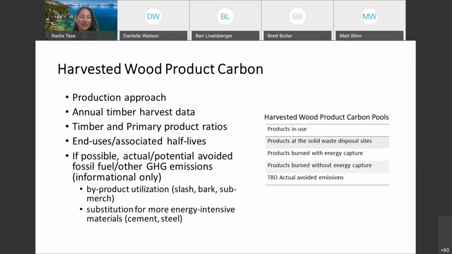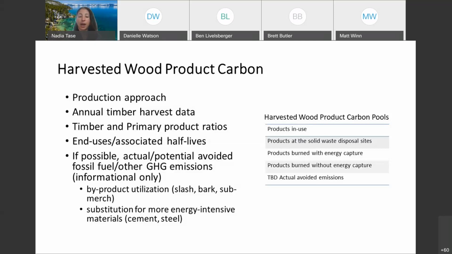We are using the IPCC production approach, meaning that we are addressing carbon in harvested wood products from California origin timber. So exports are included, but imports are excluded. And we use annual timber harvest data, timber product and primary product ratios, and a variety of other data to provide these estimates of commercial harvested wood product carbon for products in use, products at solid waste disposal sites, and products that are burned or emitted with and without energy capture.